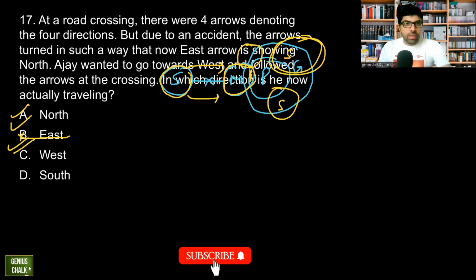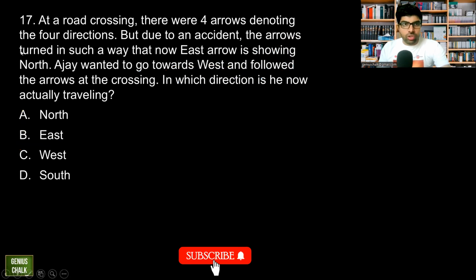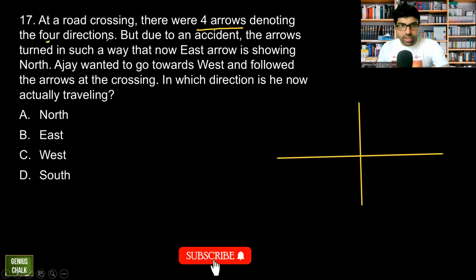Next one. At a road crossing, there are 4 arrows denoting the 4 directions. Okay. So let's make the road crossing. There are 4 arrows. 1, 2, 3, 4. Right. There are 4 arrows denoting the 4 directions. But due to an accident, the arrows turned in such a way that now the east arrow is showing north. Where is actually east? So with this yellow color, I will be showing the actual. Then the other color I'll use for the new directions. So this is the actual east.